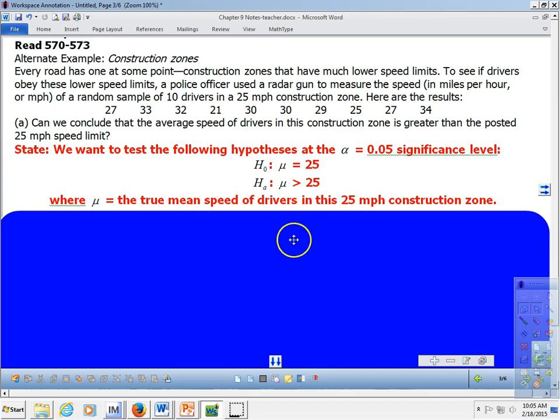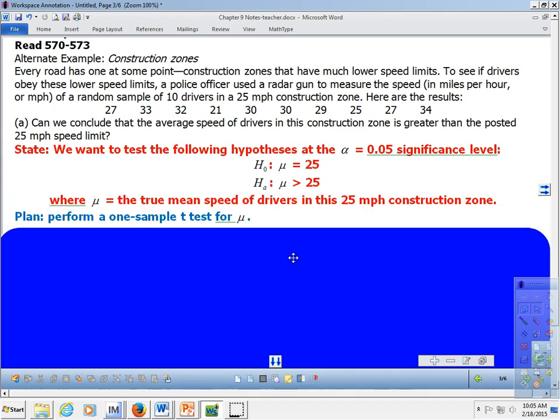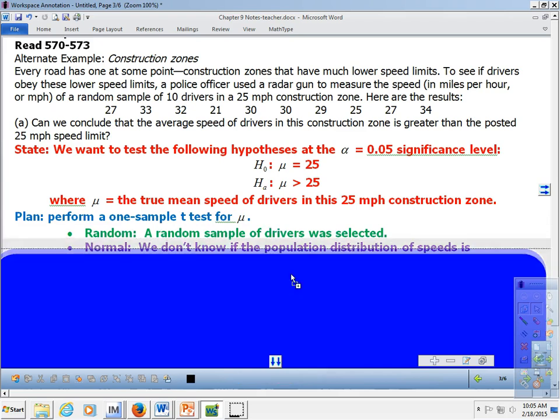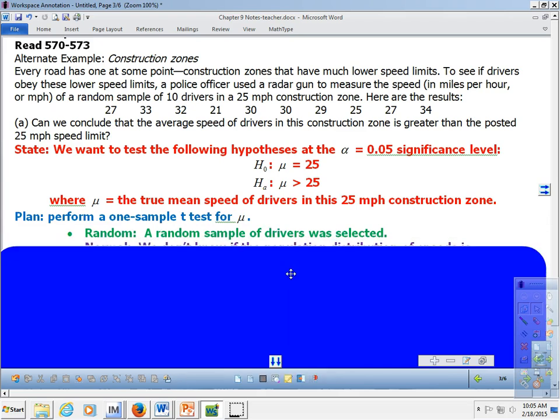All right? No problem. I'm going to go through this pretty quick, so if you need to stop the video at any point to catch up writing, make sure you do that. But we've seen all this stuff before. So that means we're ready to state our inference procedure. We're going to perform a one-sample t-test. Remember now, this is a one-sample t-test because we're using t as our test statistic for mu, okay? As long as our conditions are met, right? So, random. It was a random sample of drivers that was selected, okay?